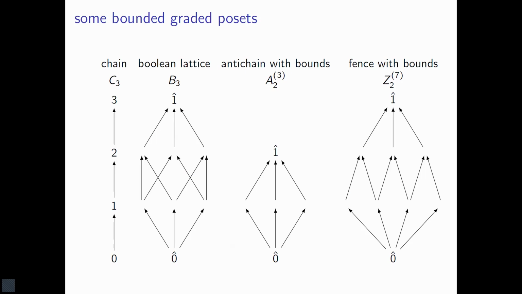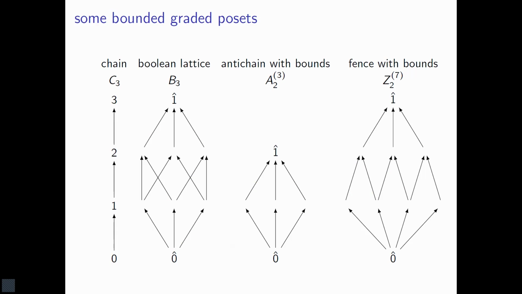To prepare for this, I show you a picture of some bounded graded posets. So what does bounded mean? We have a 0 and a 1. And what does graded mean? The 0 has grade 0, and as we go up, we increase by 1, and all chains have the same length. The notation is just that I write the rank of the poset as a subscript, but it's not so important. These are the four posets we will see in the talk.